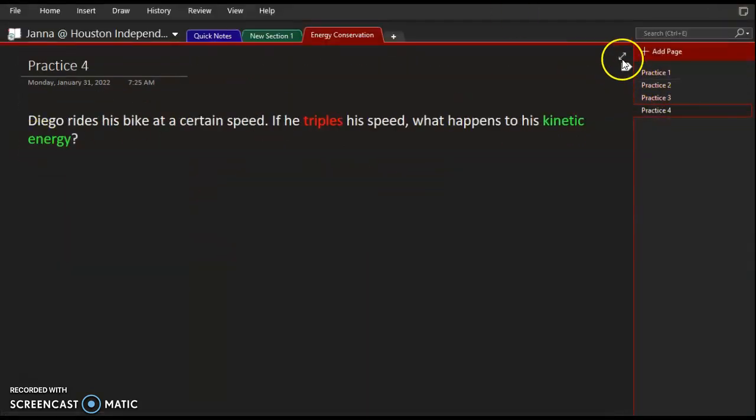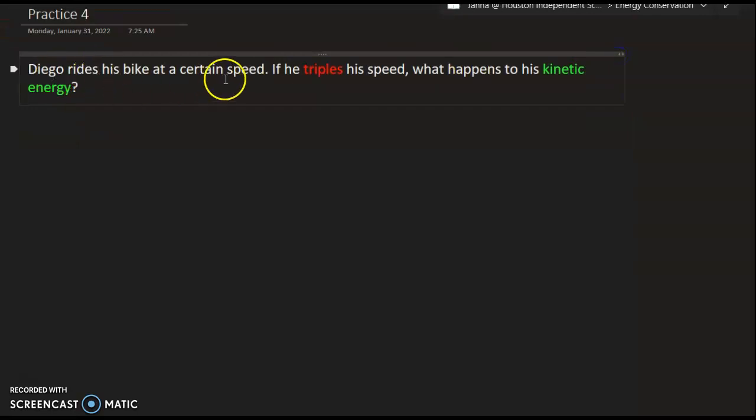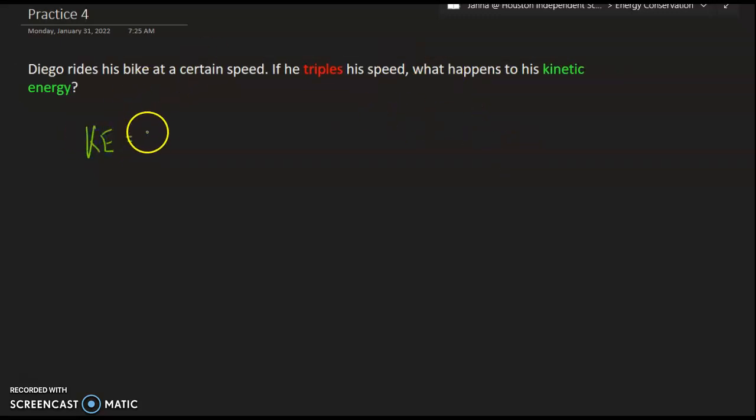Question 4. Diego rides his bike at a certain speed. If he triples his speed, what happens to his kinetic energy? So let's see this. Kinetic energy has the equation 1/2 mv squared. What happens to this new kinetic energy if we triple the speed?